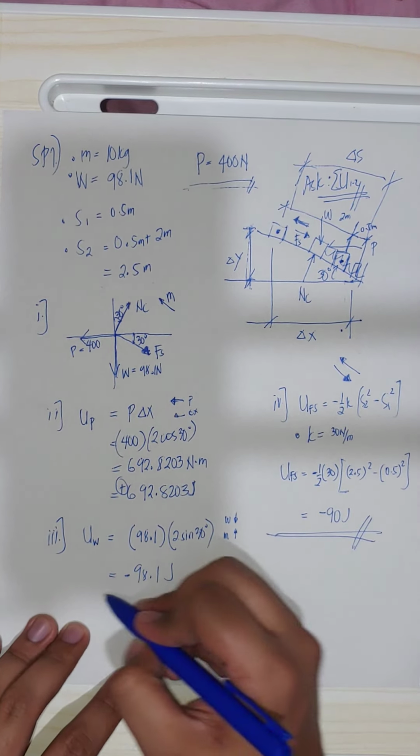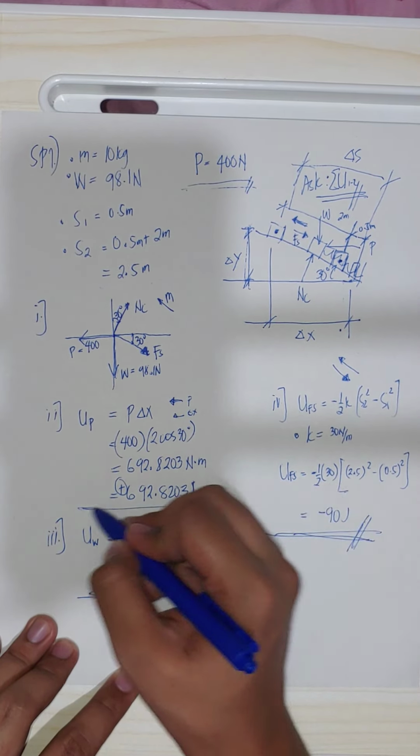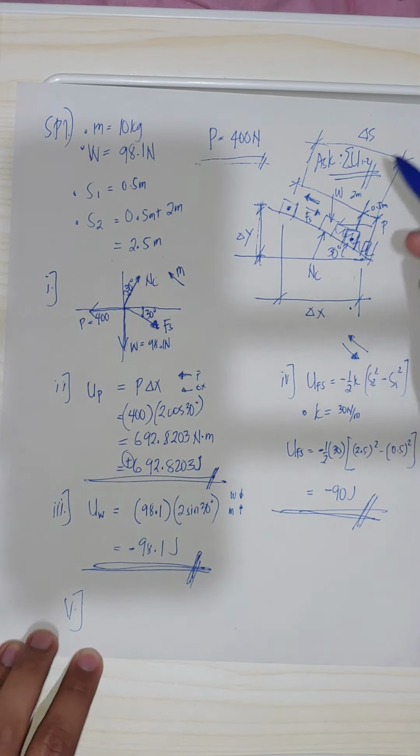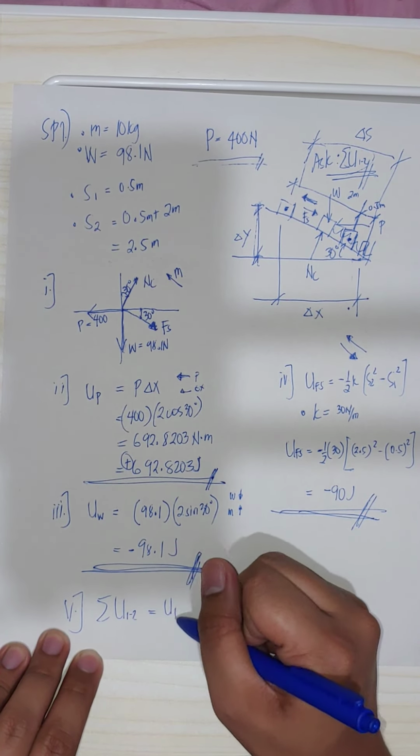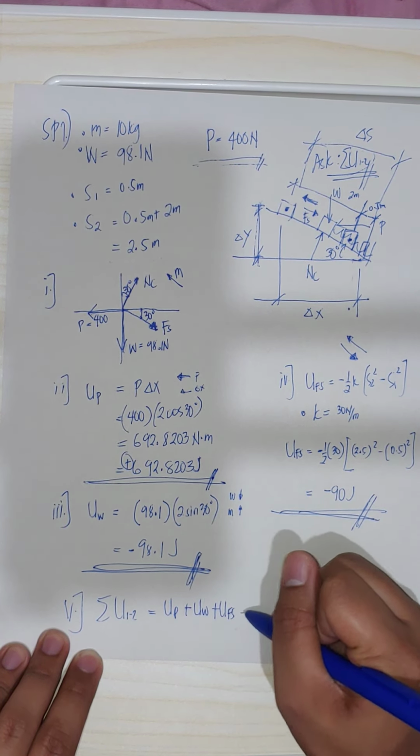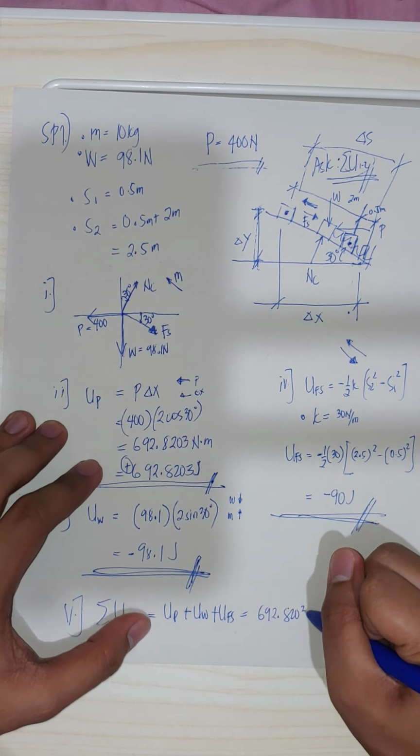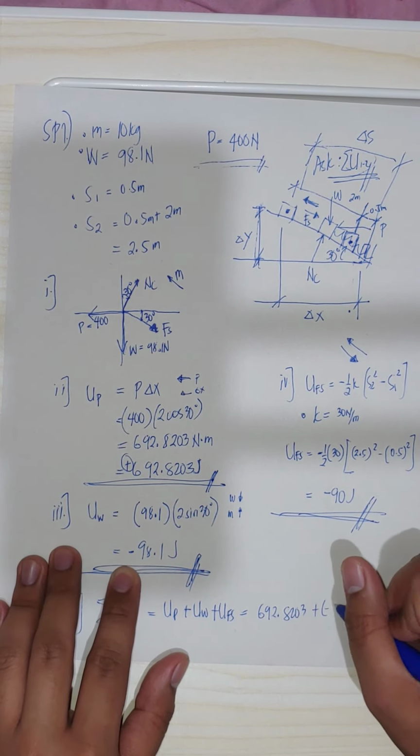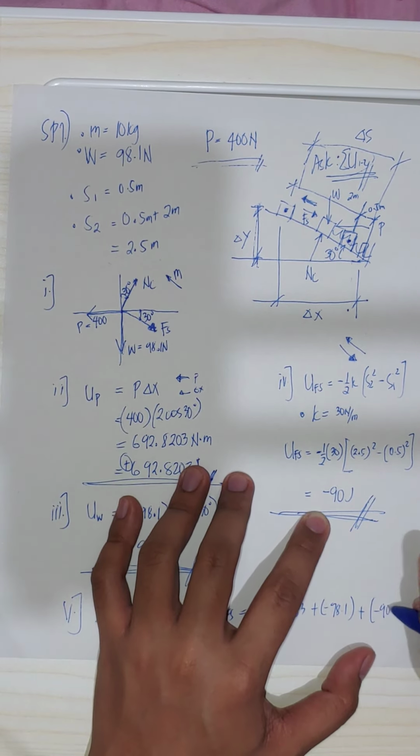So this is the work due to the spring, the work due to the weight of the object, and the work due to the force P. Now we are looking for the total work. The summation of total work is just equal to the work due to the force P plus the work due to the weight plus the work due to the spring. Work due to the force P is 692.8203, work due to the weight is negative 98.1 joules, then plus the work due to spring, negative 90 joules.